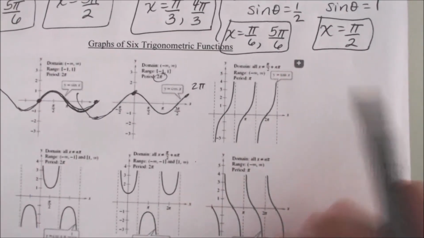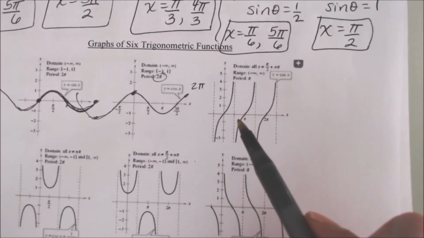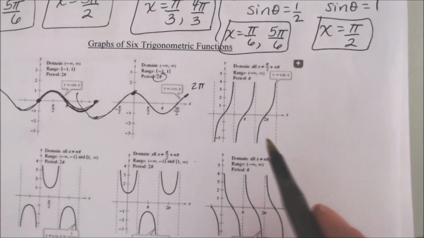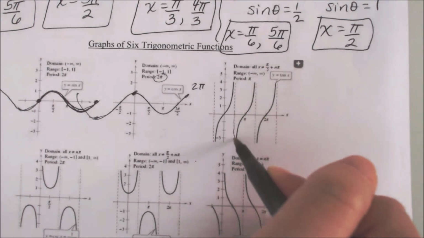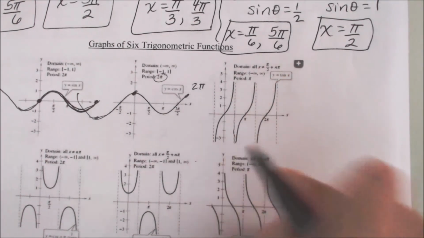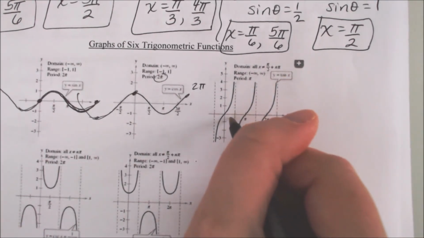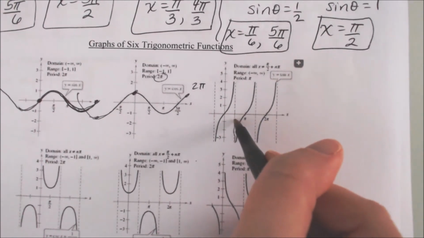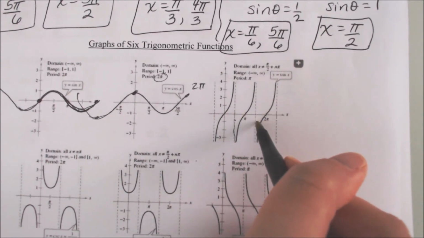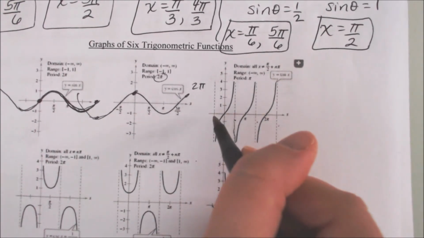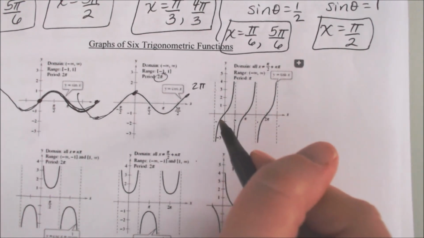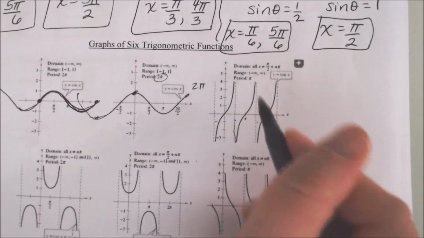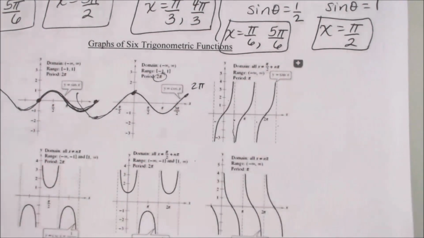Tangent, just a couple things to remember. Tangent's the quotient identity for sine over cosine. So wherever cosine equals 0, that's where you're going to have your asymptotes, right? So where does cosine equal 0? That would be at pi over 2 is the first location on there. 3 pi over 2, 5 pi over 2, negative pi over 2. Those are going to be the locations of your asymptotes. And then remember, tangent goes up on the right, down on the left, and repeats every pi radians.